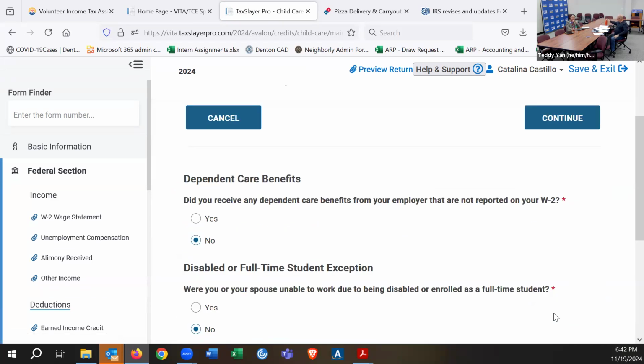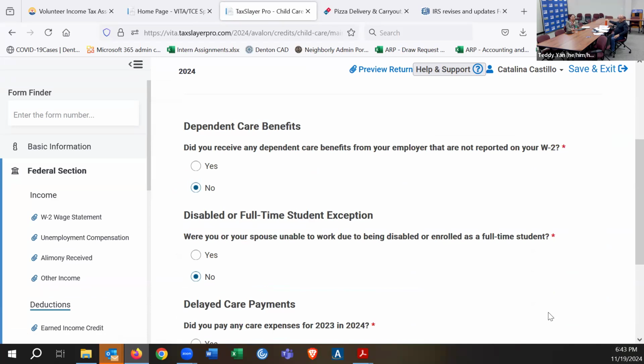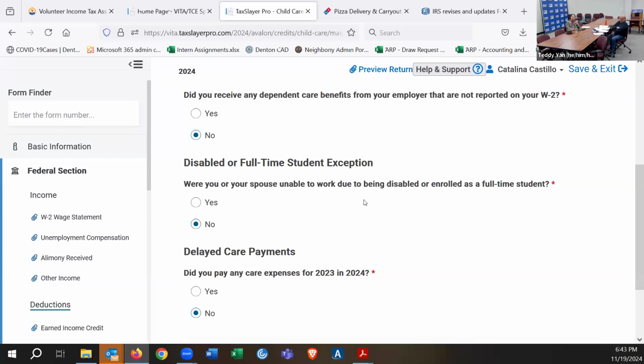And then you have to answer these questions. There's a second part to this. For the most part, most people will answer the questions the same way as Kat does in this case. So she did not receive any dependent care benefits from her employer that aren't reported on her W-2. Very, very few workplaces in Denton County have in-work childcares. Would that be in line 12? Honestly, I'm not sure where that ends up. If the case comes up, the publication 503 will have the answer for us.